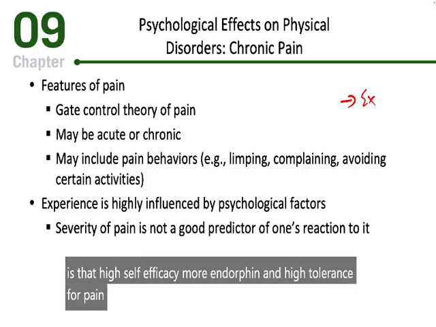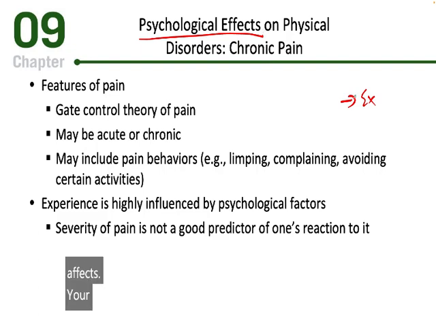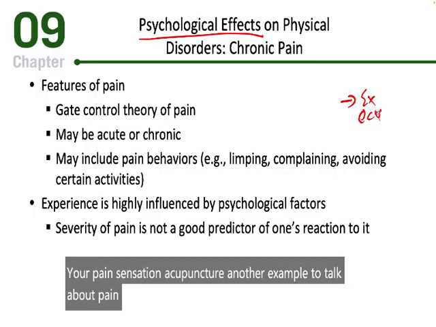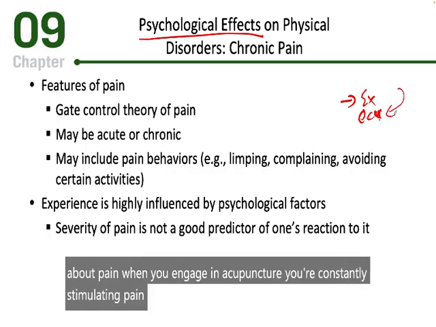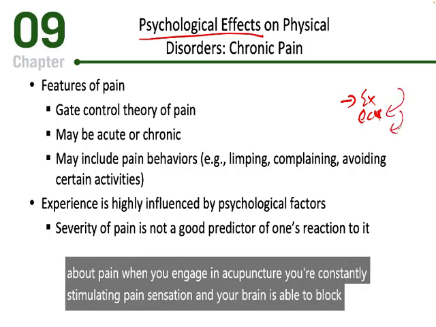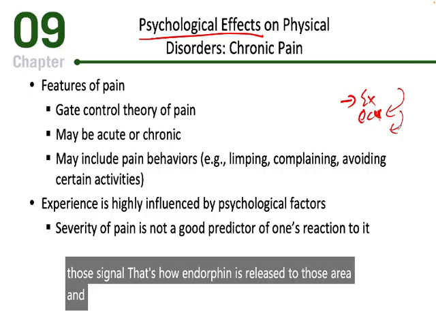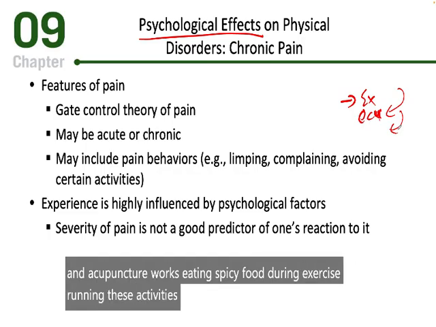So I'm talking about psychological factors, how that affects your pain sensation. Acupuncture is another example to talk about pain. When you engage in acupuncture, you're constantly stimulating pain sensation, and your brain is able to block those signals. That's how endorphin is released to those areas, and acupuncture works. Eating spicy food, doing exercise, running, these activities can activate this endorphin system.